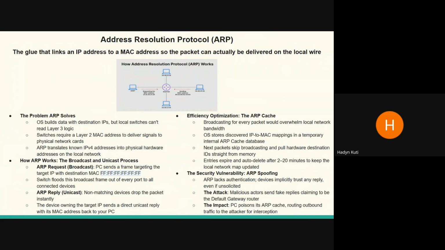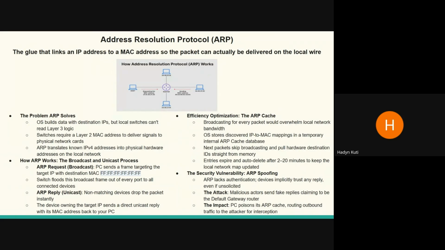For efficiency optimization, we have the ARP cache. Broadcasting for every packet would overwhelm the local network bandwidth, so the OS stores the discovered IP-to-MAC mappings in a temporary internal ARP cache database. Next, packets skip broadcasting and pull hardware destination IDs straight from memory, and entries expire and auto-delete after 2 to 20 minutes to keep the local network map updated.